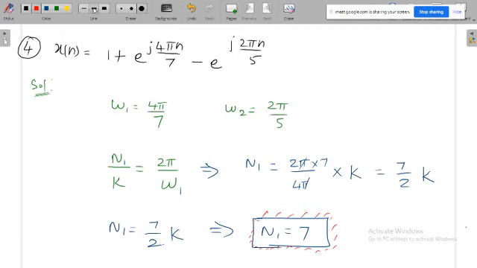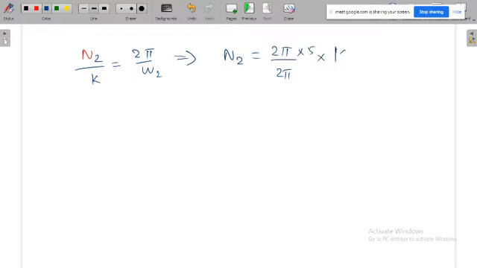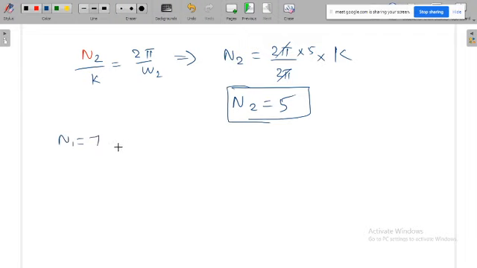Then what about the second signal? For the second signal, omega 2 is 2 pi by 5. n2 divided by k is equal to 2 pi by omega 2. So n2 is equal to 2 pi by omega 2, with omega 2 being 2 pi by 5, into k. Directly we are getting 5, because once you substitute k is equal to 1, you get 5. So n2 is 5. Finally we have both: n1 is equal to 7 and n2 is equal to 5.